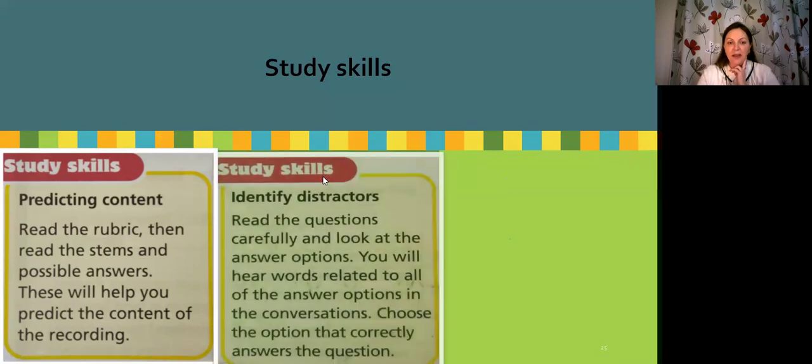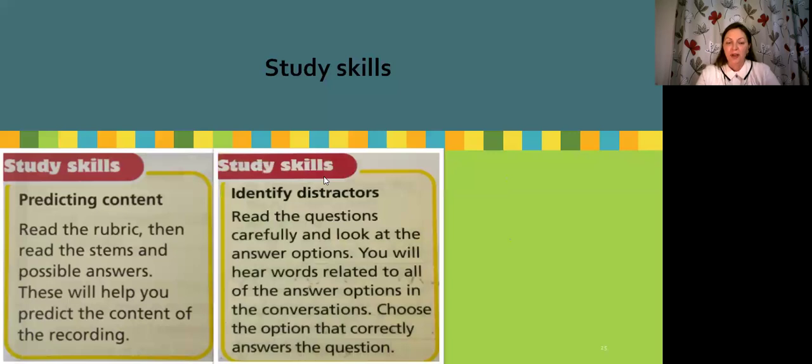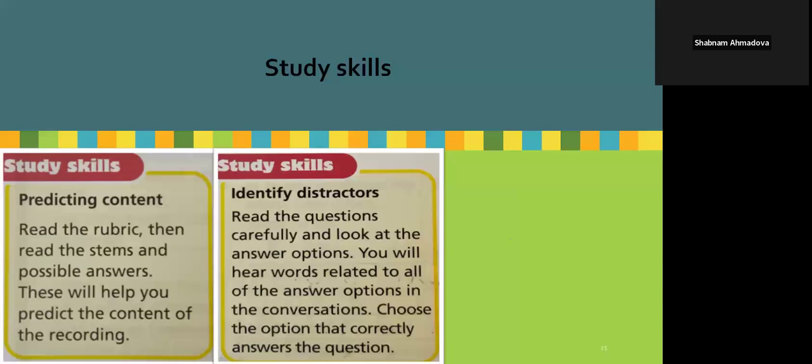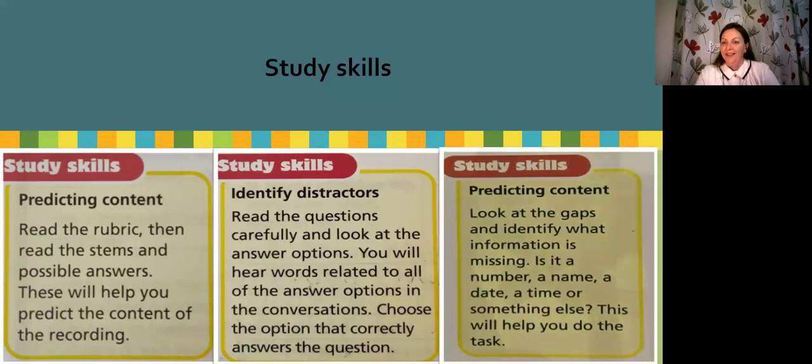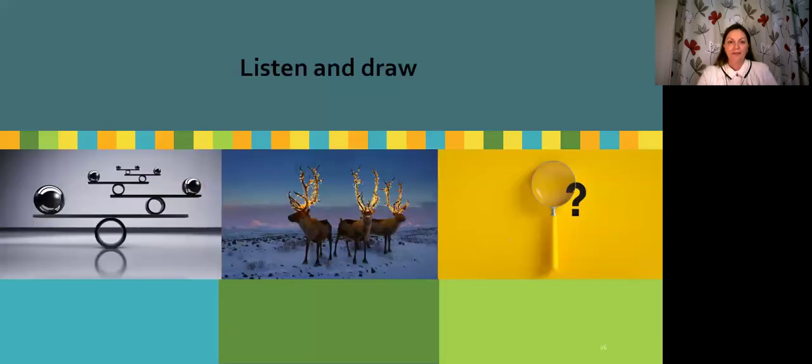What else can help us? Identify distractors. Read the questions carefully and look at the answer options. You will hear the words related to all the answers, but only one is correct. There are many distractors. And what we did now, we looked at the gaps and we identified what information is missing: a surname, a date, a number, or something else. We always read study skills and we apply them for every listening.